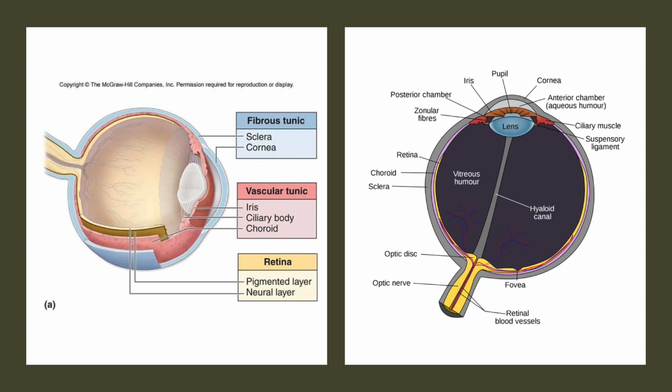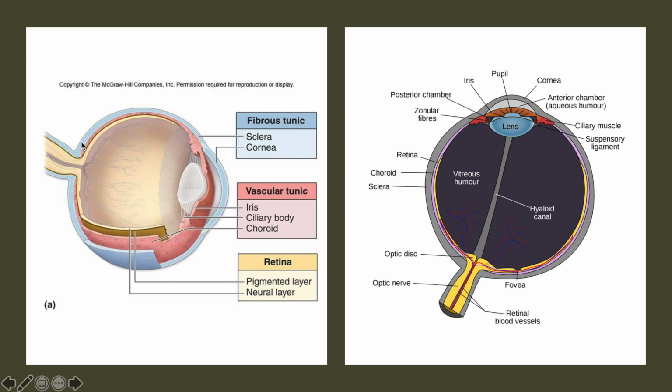Now on the left, we have an image taken from McGraw-Hill companies, and they have split the eye into 3 different parts. They've divided it into fibrous, vascular, and retinal layer. The fibrous layer is the most outer layer and consists of the sclera and cornea. Vascular contains the iris as well as the lens and the choroid, which is the middle layer, and then you have the retina, which is a neurovascular layer as well as a pigmented layer.